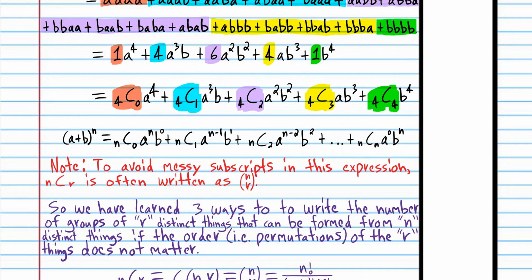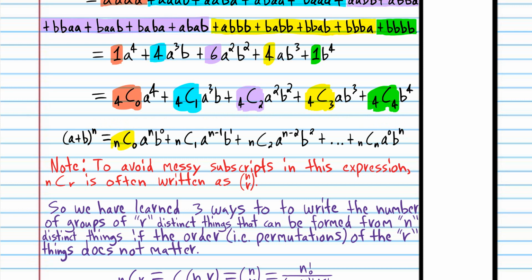Now, I know that's very scary looking, but we have a to the n, and then the power goes down by 1, and then down by 1 again, and then we have a to the 0. The a just disappears. But b goes in the opposite direction. We start with b to the 0, and then b to the 1, b to the 2, and then the last b is going to be b to the n power, because n comes from here, right?